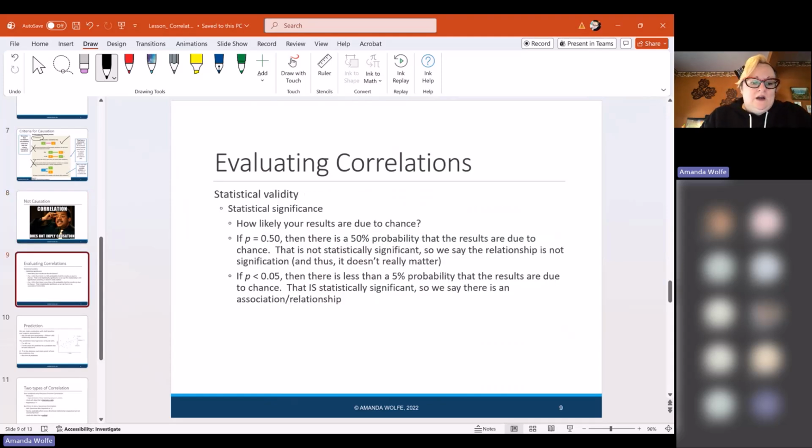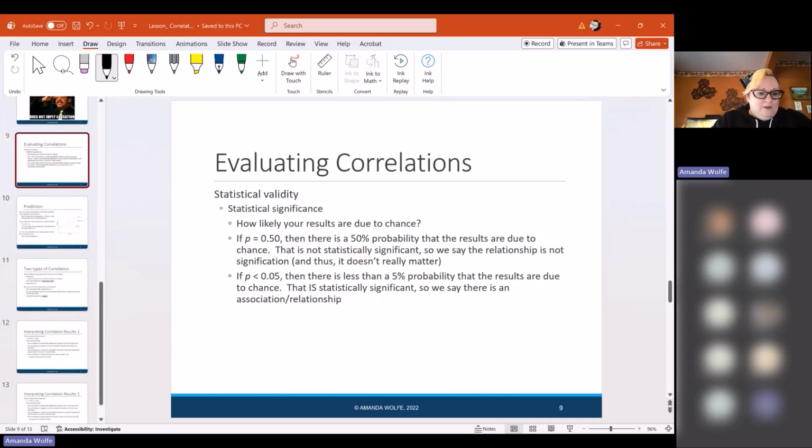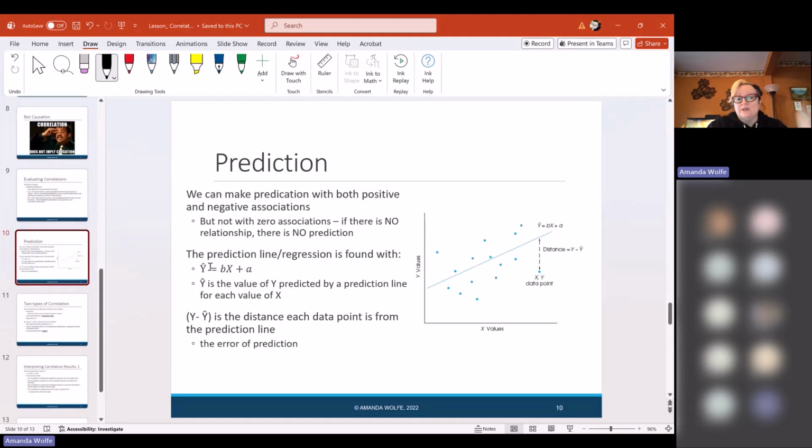And then I think after that we go into prediction. So again, what we're doing here is we're seeing if two variables are related to each other. If they are, we can then make predictions. If they are not related to each other, we cannot predict. So zero association, no prediction. But if there is a relationship, then we can make predictions.